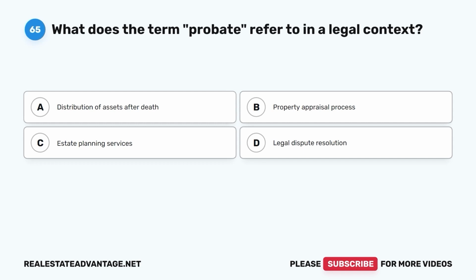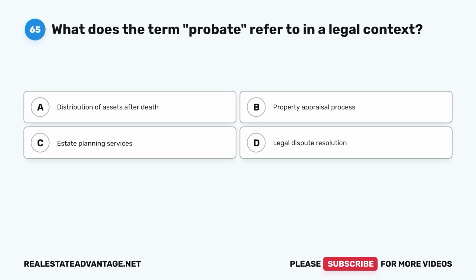Question 65. What does the term probate refer to in a legal context? A. Distribution of assets after death. B. Property appraisal process. C. Estate planning services. D.